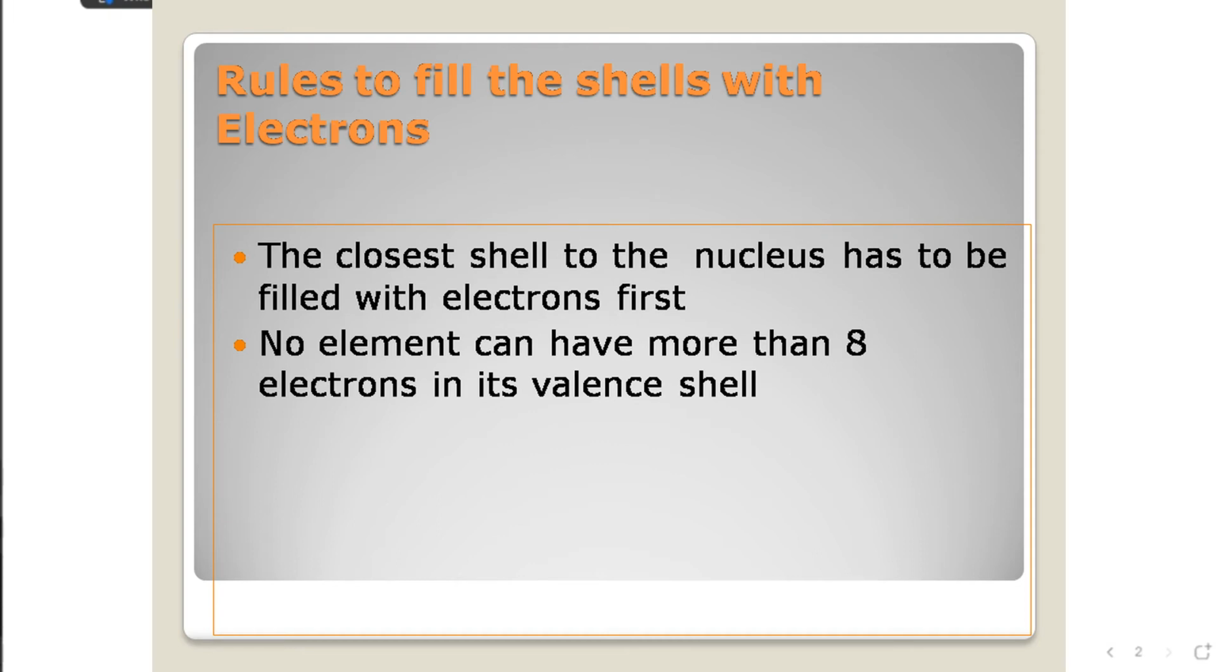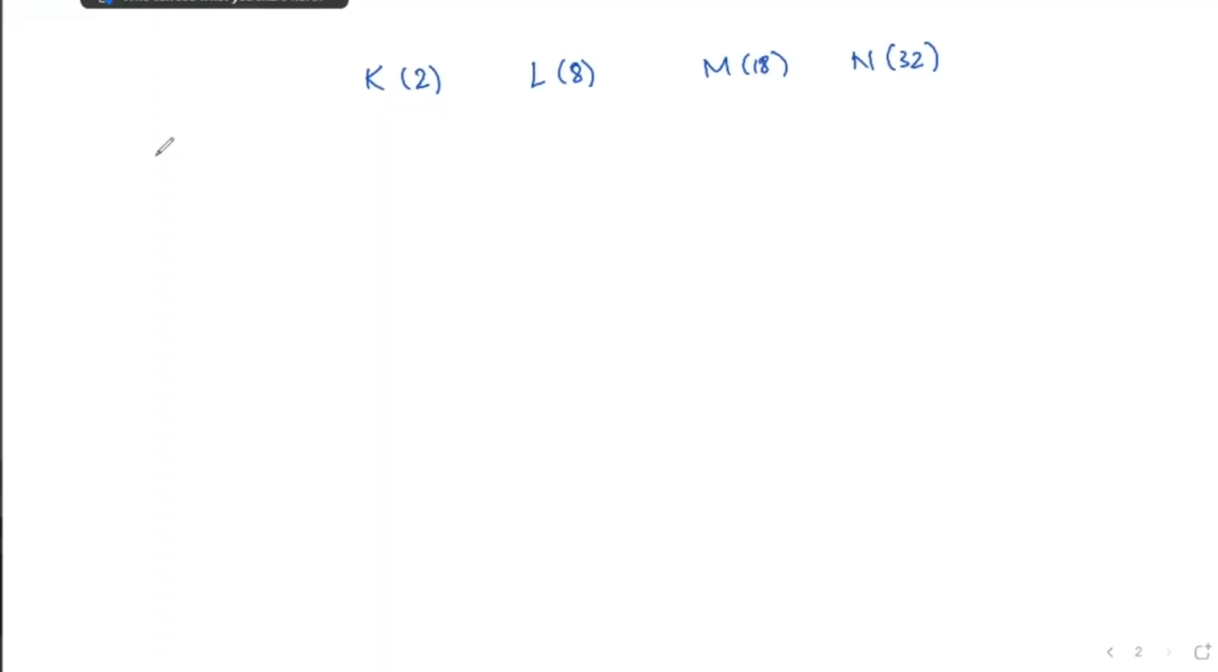Let's see how the electrons are distributed in a few elements. For example, if you take hydrogen, its atomic number is 1. Since its atomic number is 1, there will be 1 proton and 1 electron. Means there is only 1 electron in hydrogen atom, and that 1 electron goes to K shell. If you take helium, its atomic number is 2. That means it has 2 electrons, and both the electrons can be accommodated in the first shell itself.